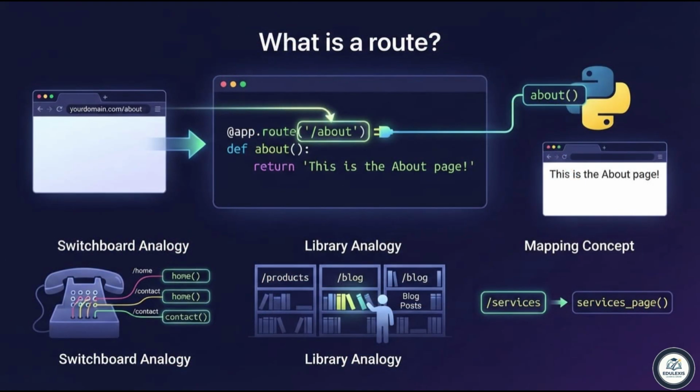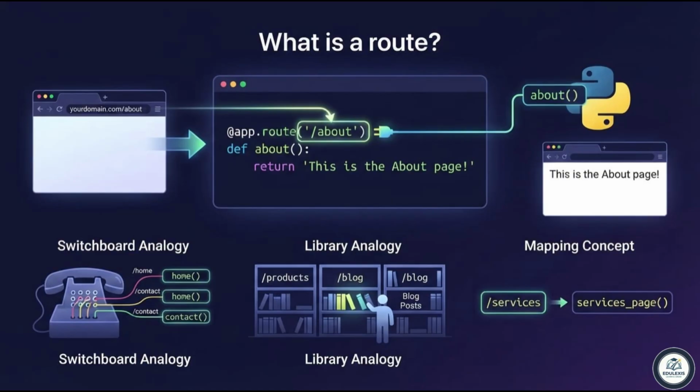What is a route? Simply put, a route is a URL pattern that, when accessed by a user in their browser, triggers a specific Python function in your application. In Flask, we use the @route decorator to define these mappings. Think of it as a switchboard. When you type yourdomain.com/about, the Flask router looks for a function decorated with about. If it finds one, it executes the code inside that function and returns the result.